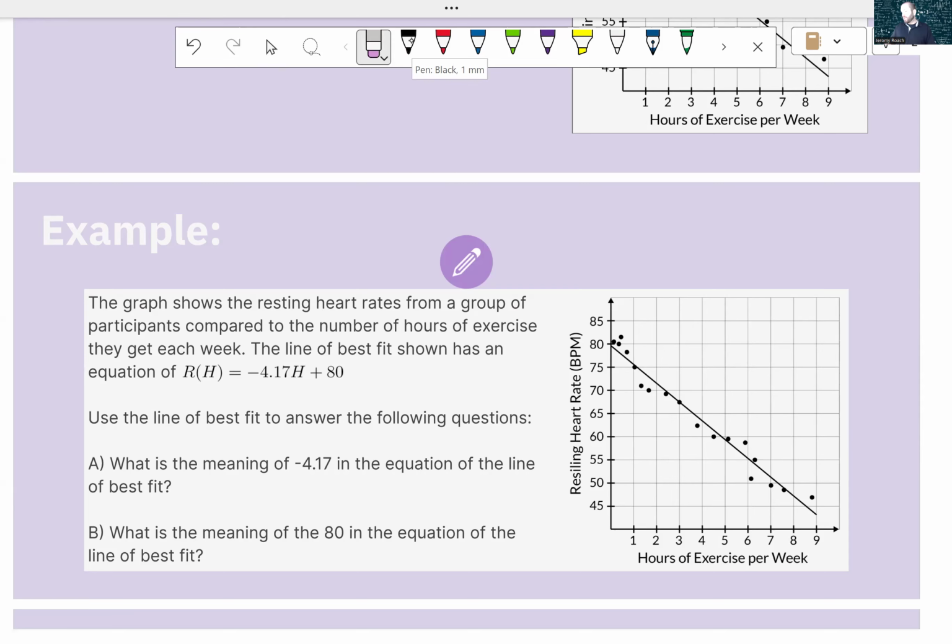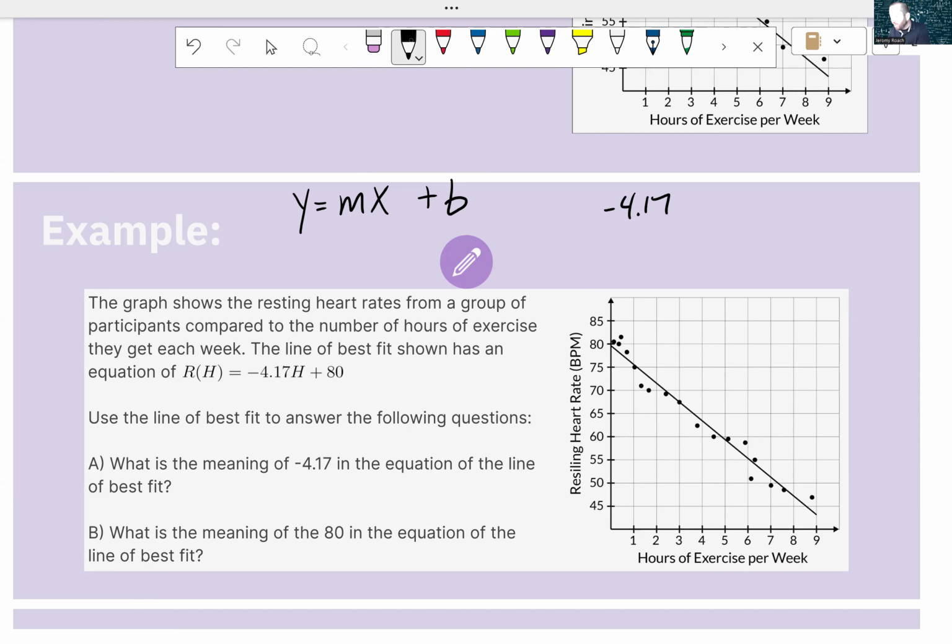R of H basically just means Y, and H just means X. A lot of times we'll see functions like F of X, G of X, H of X. R of H is just another way to write one of these. So R of H is basically just Y, and H is basically just X. All of our equations are in the form Y equals mx plus b. Or I shouldn't say all of them, but most of the time they're in that form. And m stands for the slope. And so here our slope is negative 4.17.